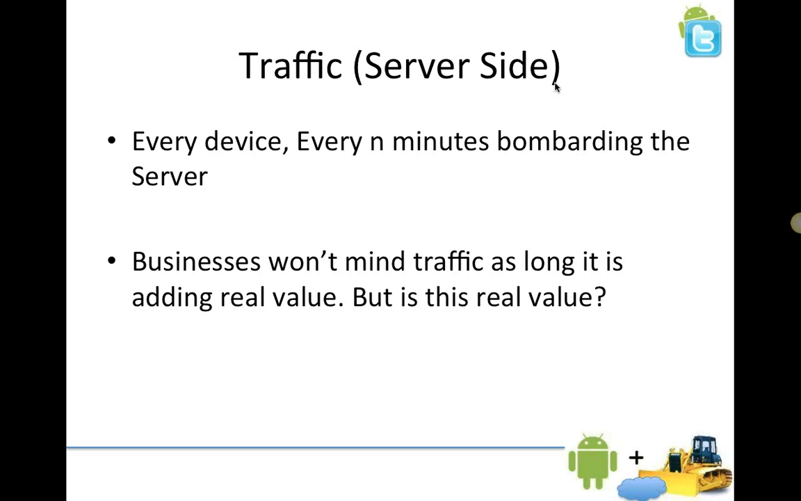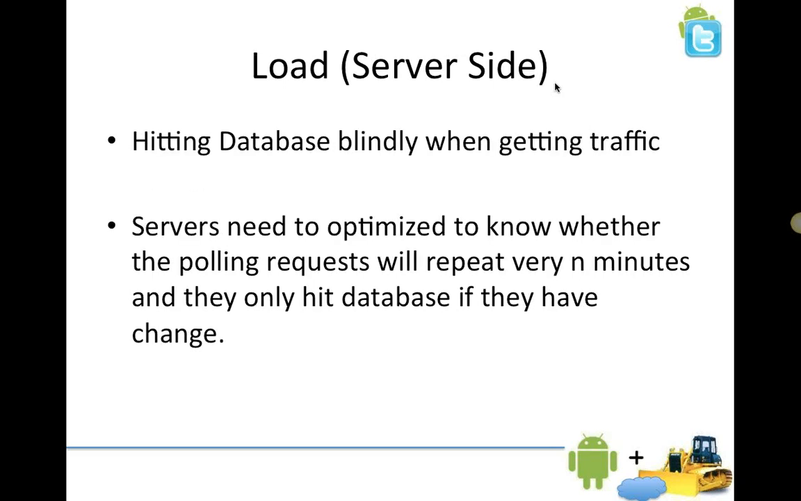So traffic is one aspect. The second aspect is the load, which is involved in processing the request, hitting the database, and also the data latency in database fetch. Imagine this traffic gets in and hits all the database tables. So servers need to optimize, knowing that polling requests will repeat every n minutes, and only hit the database if there's a change for the particular user.